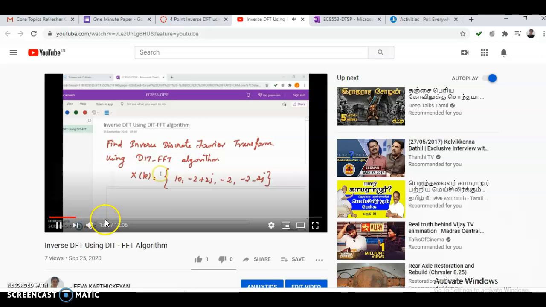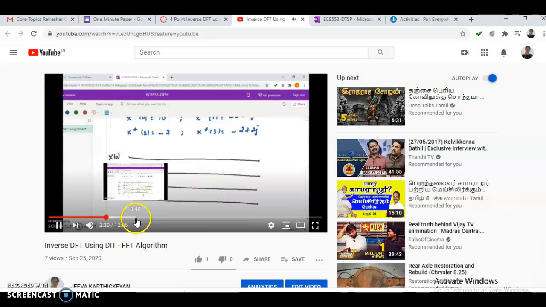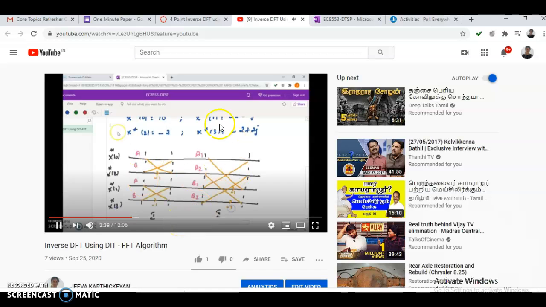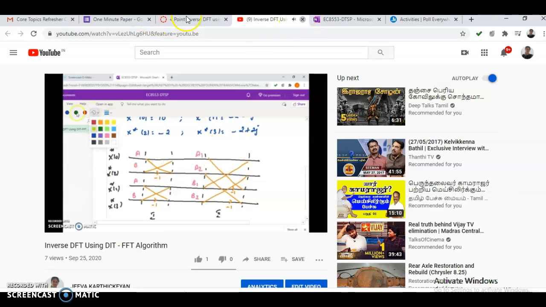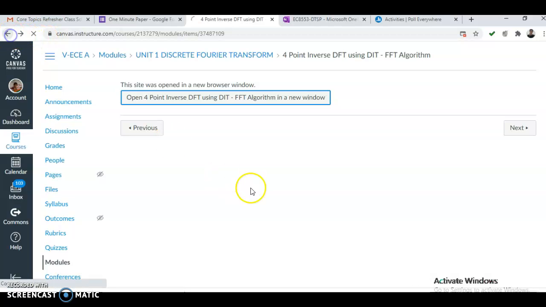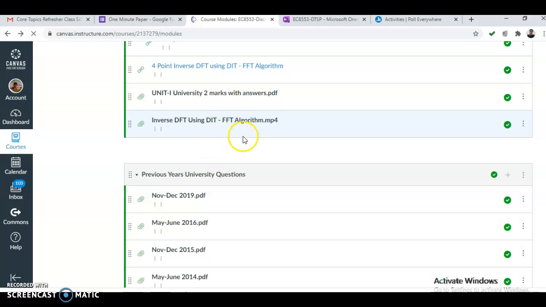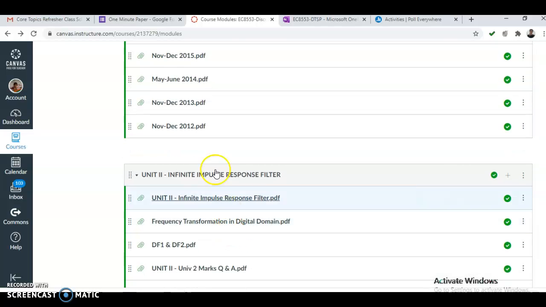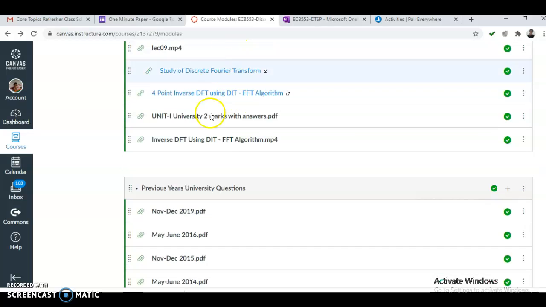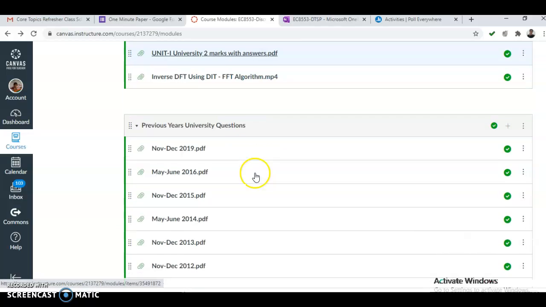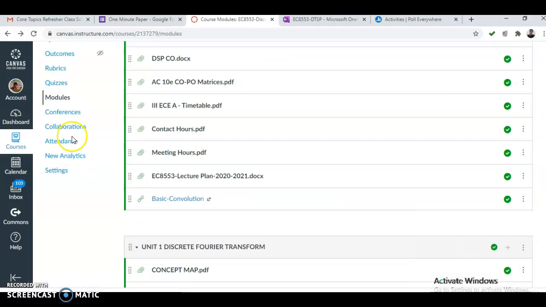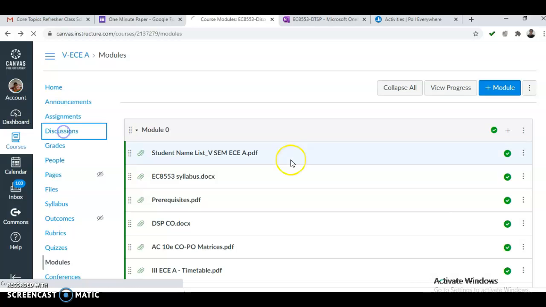In the case of the inverse discrete Fourier transform, I used a pre-recorded lecture, and I included the university 2 marks questions with answers as study material. And we go to the announcement section for discussion.